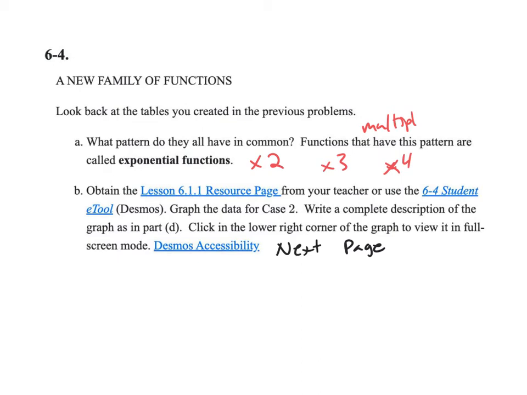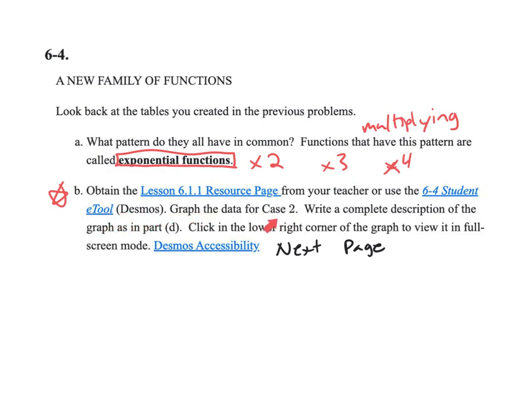Let me write that a little bit cleaner here. Multiplying. And so when you're multiplying, this is what's called an exponential function. So if you hear somebody say something like it's growing exponentially, what they mean is that it's growing by multiplying, not by adding or subtracting. So for part B, it says this. Obtain the resource page and graph the data for case 2. We're going to use the Desmos tool here.